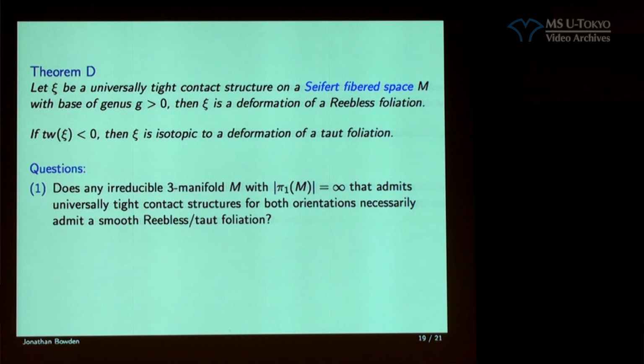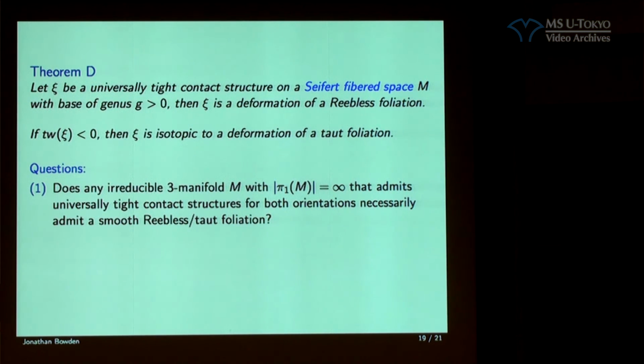Does any irreducible 3-manifold, with pi_2 being 0, and having no connect sum, with infinite fundamental group, admitting universally tight contact structures in both orientations, which is the necessary condition, necessarily admit a foliation? Even better would be that both things come from a given foliation. Somehow they converge to a foliation.